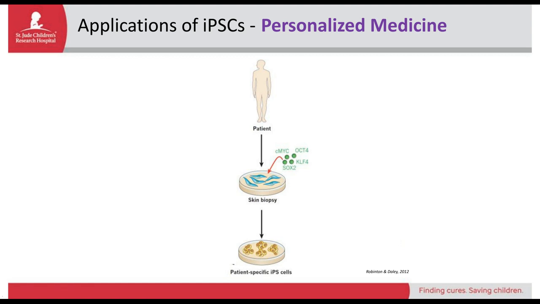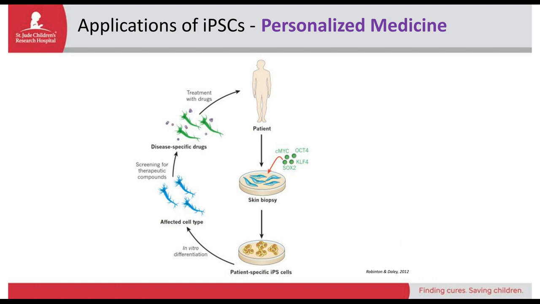Now, this simple schematic by George Daley shows you a couple of examples of how these patient-specific iPS lines can be used for personalized medicine. On one hand, these cells can be differentiated into the cell type that is affected in the patient. Then you can screen a bunch of therapeutic compounds on these cells and identify drugs that are the most effective for this specific patient and administer those drugs to this patient.